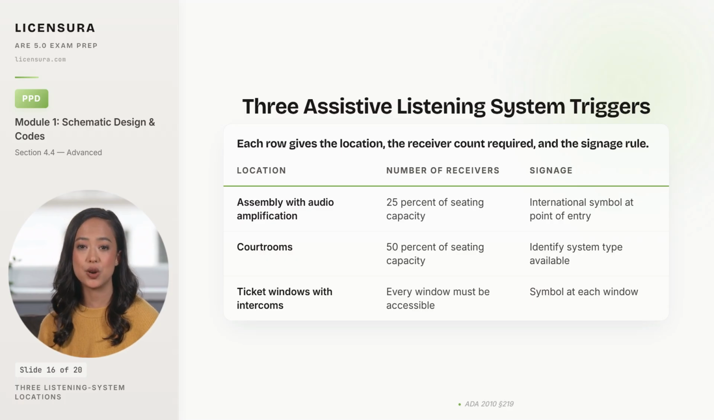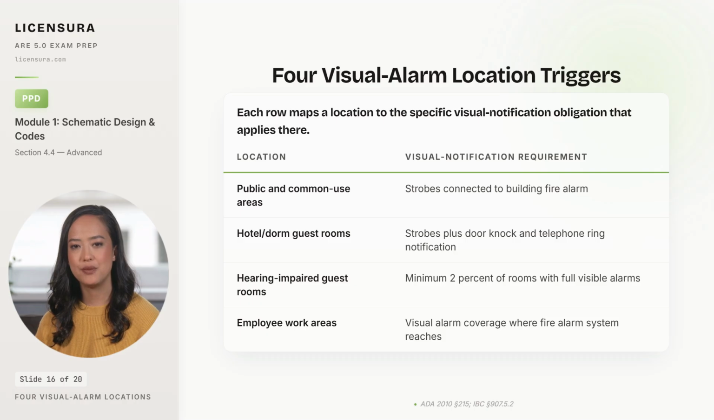Visual alarms split into 4 location-specific rules under Section 215. 4 visual alarm location triggers. First, public and common use areas, lobbies, corridors, restrooms, conference rooms get visual strobes connected to the building fire alarm. Second, hotel and dormitory guest rooms get visual notification appliances for the fire alarm, plus separate visual notification for door knock and telephone ring. The deaf occupant inside the room needs to know someone is at the door and the phone is ringing as much as they need to know the building is on fire.